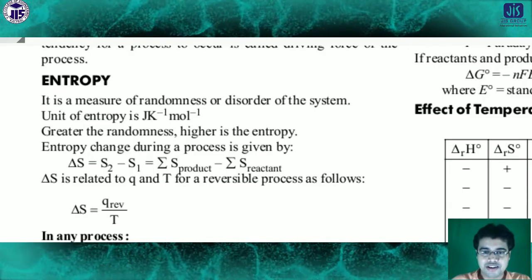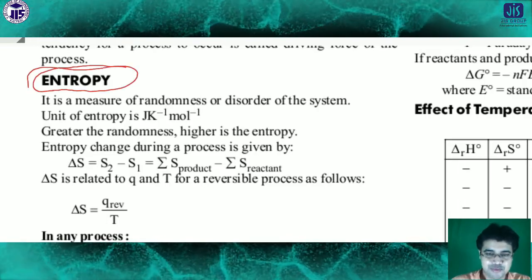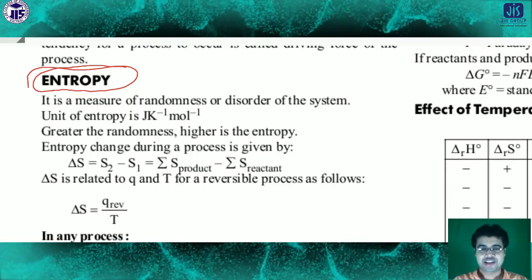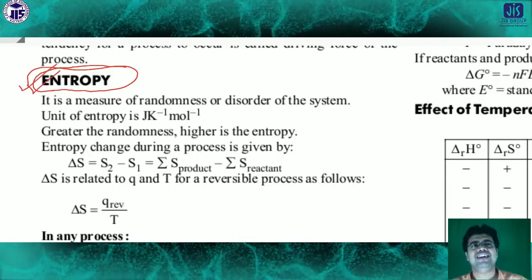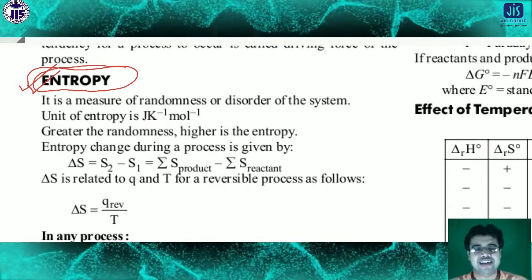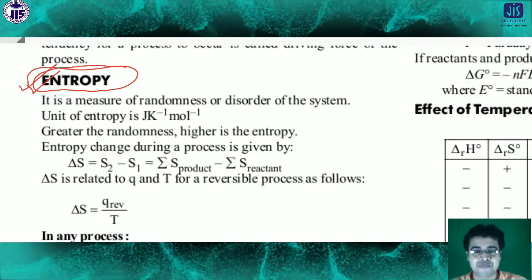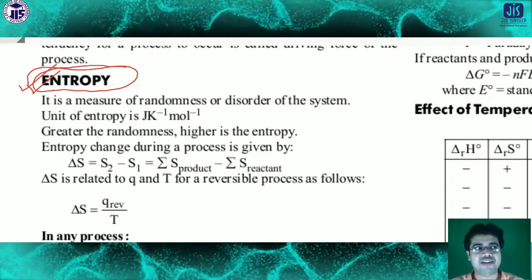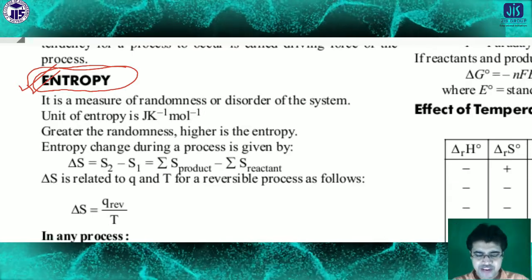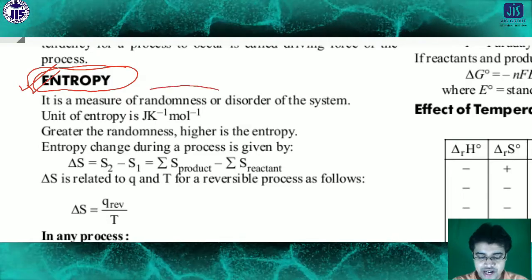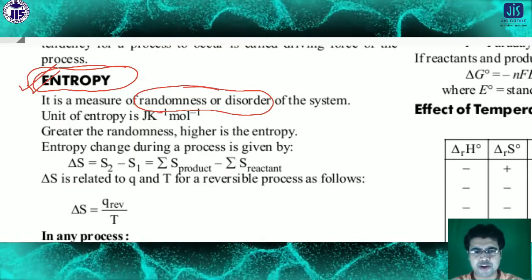Now come to the most important topic of thermodynamics, and this is called entropy. There's a common phrase that entropy cannot be defined. It cannot be defined in one sentence, so we have to understand what entropy is. Entropy is a measure of the randomness or the disorder of the system.